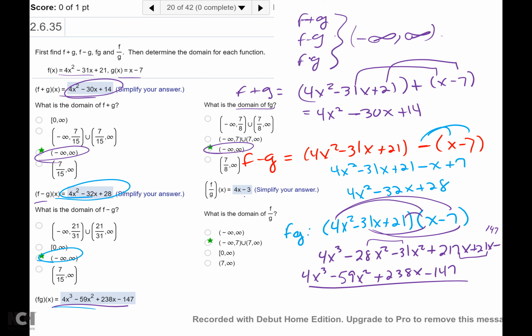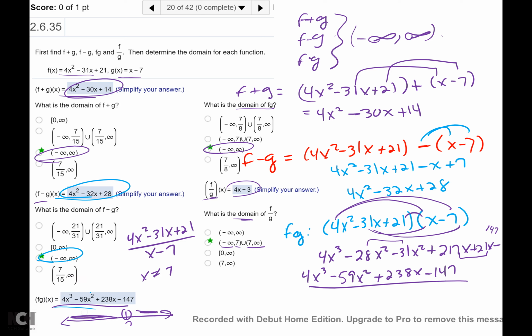And now we have to do the division, which is going to be 4x squared minus 31x plus 21 over x minus 7. Well, how in the heck did they end up with 4x minus 3? They factored the top and canceled. But before we do that, for domain purposes, this says x may never equal 7. So on a number line, I have to skip 7, but I can go everywhere else. So my domain is negative infinity to 7, union 7 to infinity. So now let's simplify it.